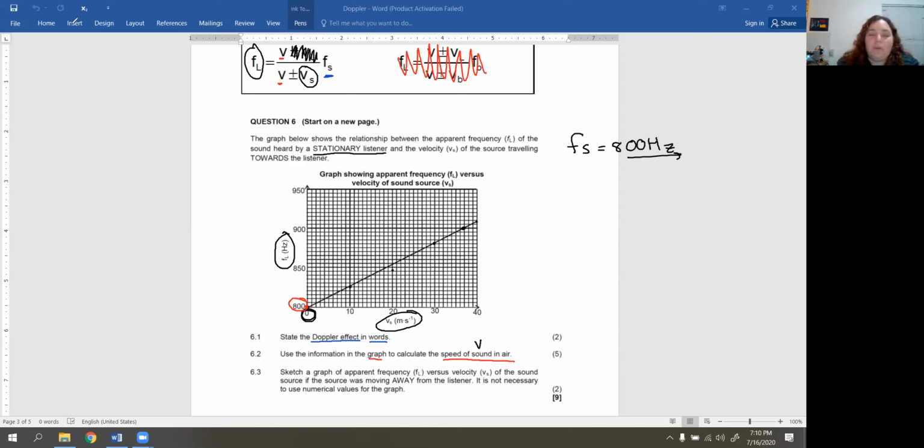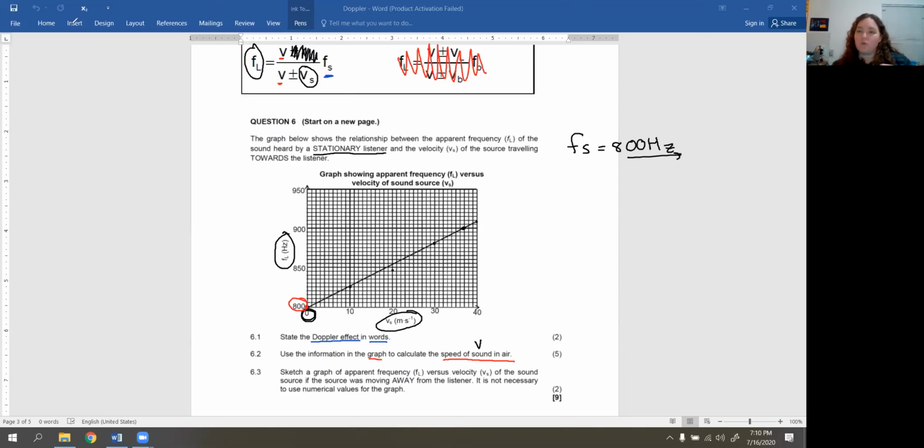Okay, just quickly replying to a question. Rebecca, the Fs being 800 is the true frequency of the source. And the true frequency of the source will be the frequency where there is no relative motion between the source and the observer, or both the source and the observer are stationary.